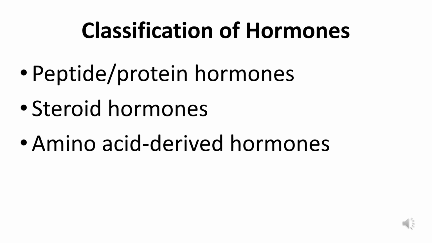One major group is peptide and protein hormones. These hormones are made from chains of amino acids. They are the most common type of hormones in the body. Examples include insulin and growth hormone.